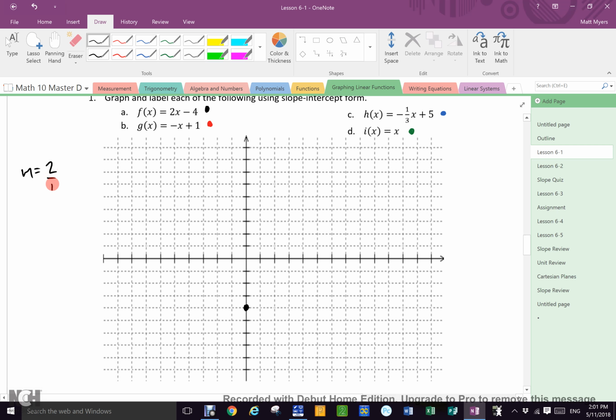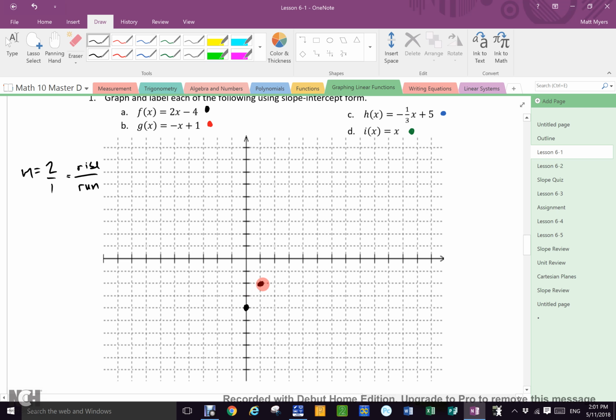2 over 1, which looks a lot like rise over run, doesn't it? Whoa. How do I rise +2 from here? I go up 1, 2. How do I run +1? I go 1 to the right. There's my next dot. How long will that pattern continue?